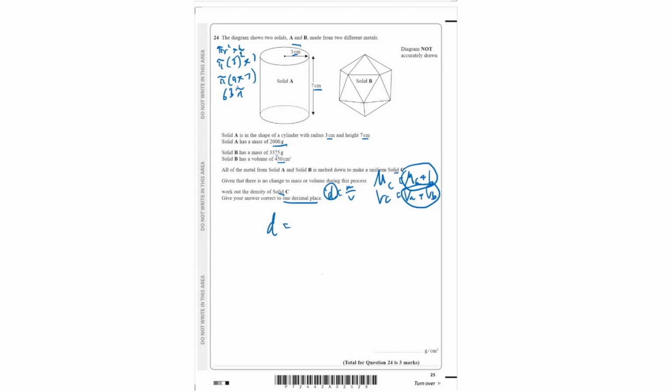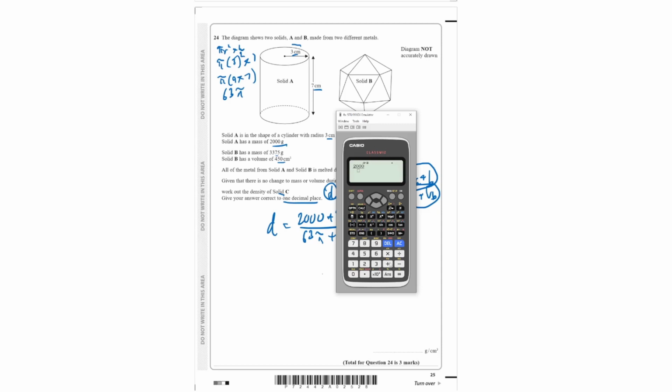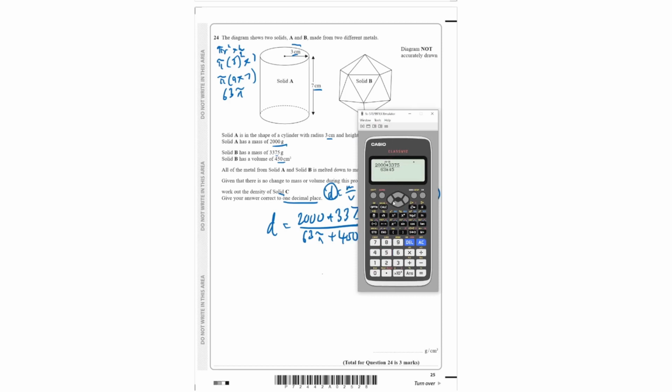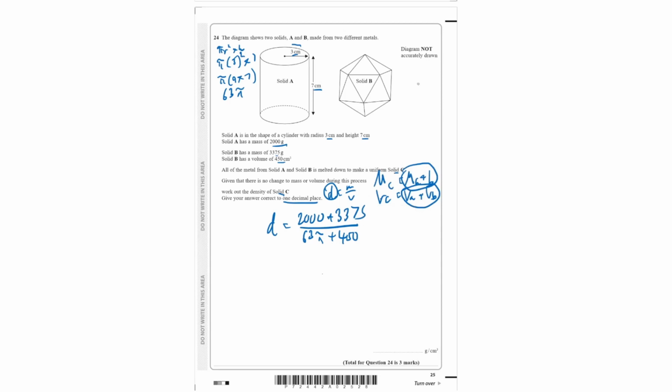So density is equal to the mass of A, which is 2,000, plus the mass of B, which is 3,375, divided by the volume of A, which we found to be 63 pi, plus the volume of B, which is 450. So we can put this into a calculator to find our answer. We have 2,000 plus 3,375 divided by 63 pi plus 450. That gives us 8.29, which rounded to 1 decimal place, since the next digit is 9, we round up. So this is equal to 8.3 grams per centimeter cubed.